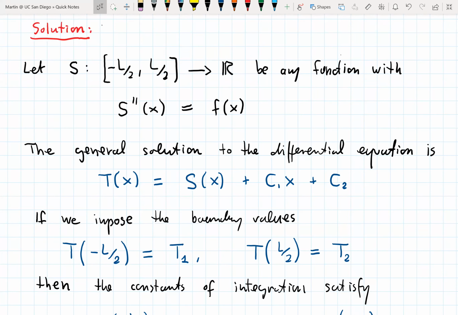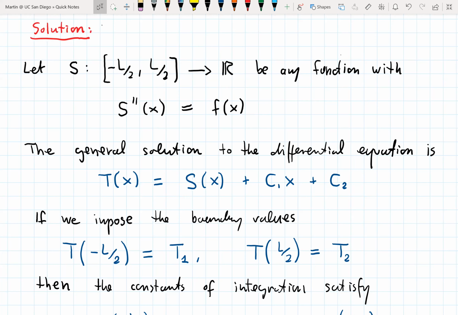The only thing we need to do is to take integrals. So we take the antiderivative of the antiderivative of f, and that provides us the function s. So let us suppose that we have got this function s. Equipped with that function s, we then define the general solution to the differential equation. That general solution is T of x equals s of x plus c1 times x plus c2, where c1 and c2 are some constants of integration.